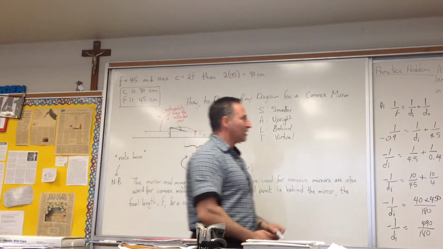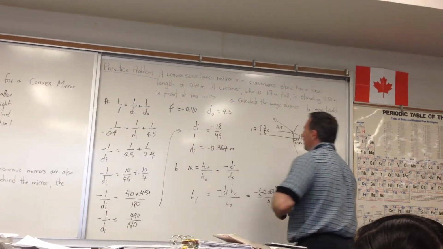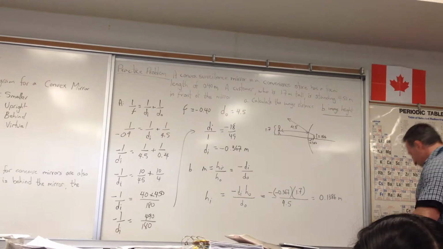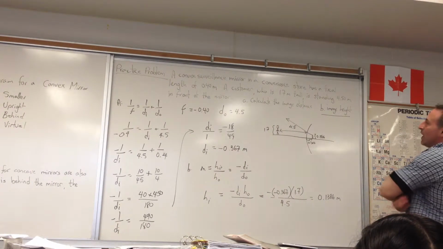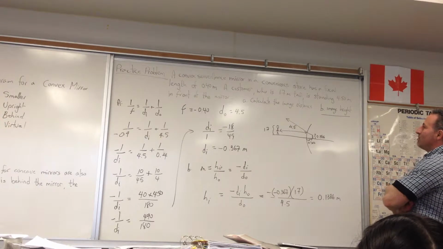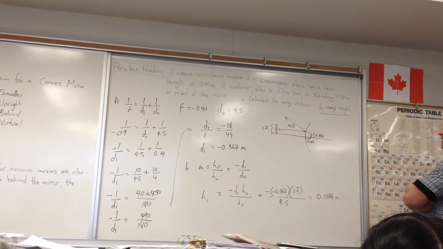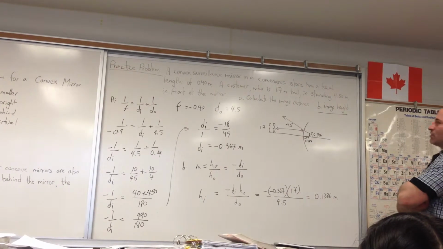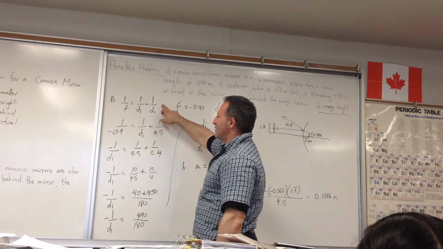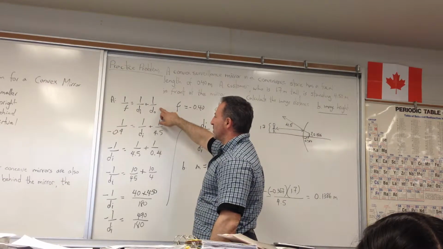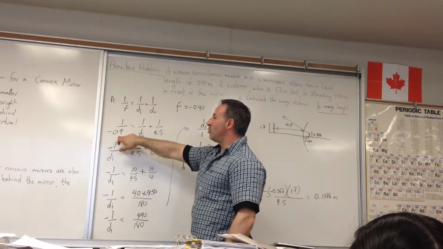And we have an example here in a practical problem. It says a convex surveillance mirror in a convenience store has a focal length of 0.4 meters. A customer who is 1.7 meters tall is standing 4.5 meters in front of the mirror. A, calculate the image distance, B, the image height. So we're going to use the mirror equation. 1 over f is equal to 1 over the distance of the image plus 1 over the distance of the object. We enter the focal length as negative 0.4.